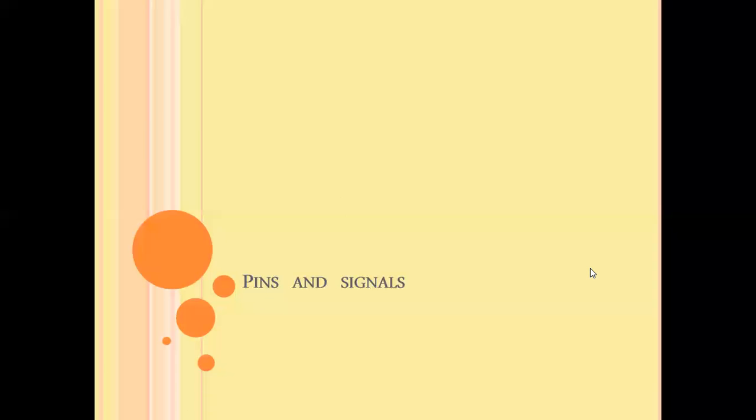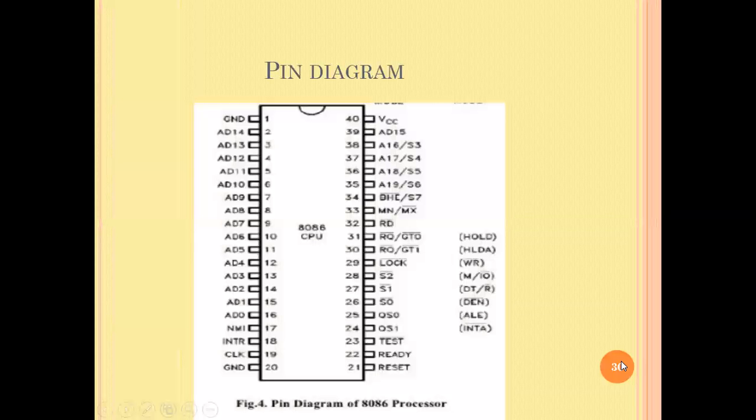Yeah, hello everybody. In this session, we discuss the pin diagram of 8086. The 8086 is available in a DIP package, dual in-line package, and it consists of a total of 40 pins, 20 pins on one side and 20 more pins on the other side. And these 40 pins can be classified into three parts.